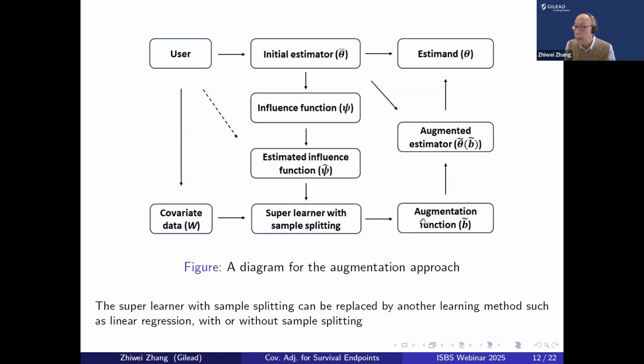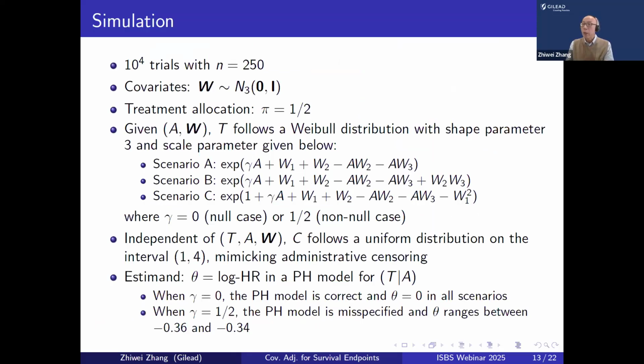This gives us an estimated augmentation function, which leads to an augmented estimator of theta. The augmented estimator is expected to be more efficient than the initial estimator, and that's the whole point of this exercise. This approach is supported by asymptotic theory as well as simulation results. Here is a simulation study to verify the theoretical results.